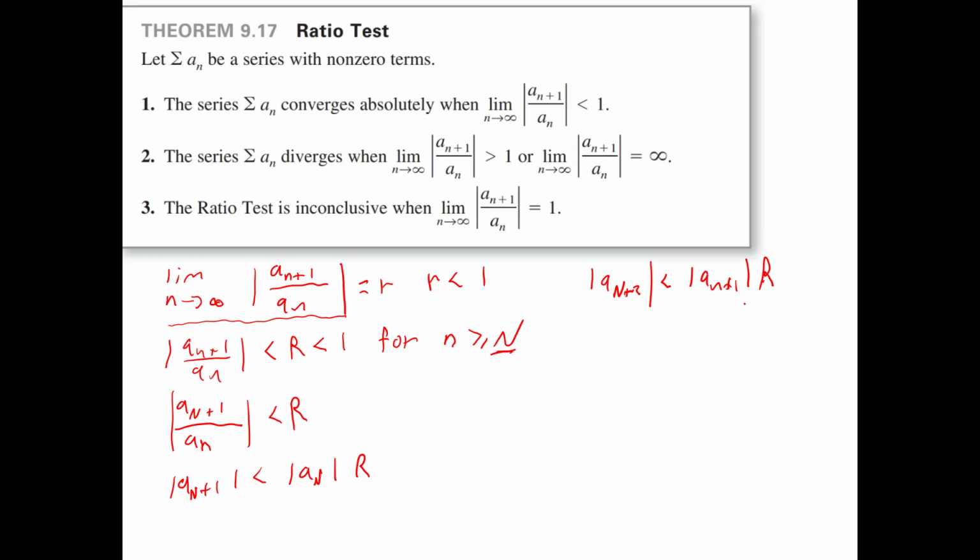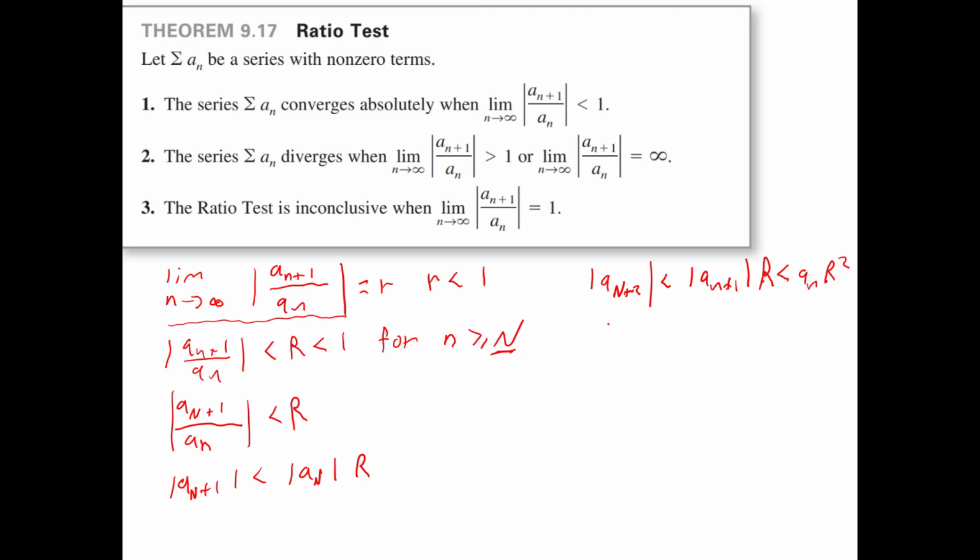Okay, but if you come over here and multiply both sides of this inequality by r, you will get that r times the absolute value of a sub n plus 1 is less than a sub n times r. And so this is less than a sub n times r, and you already have an r there, so you get a sub n times r squared.